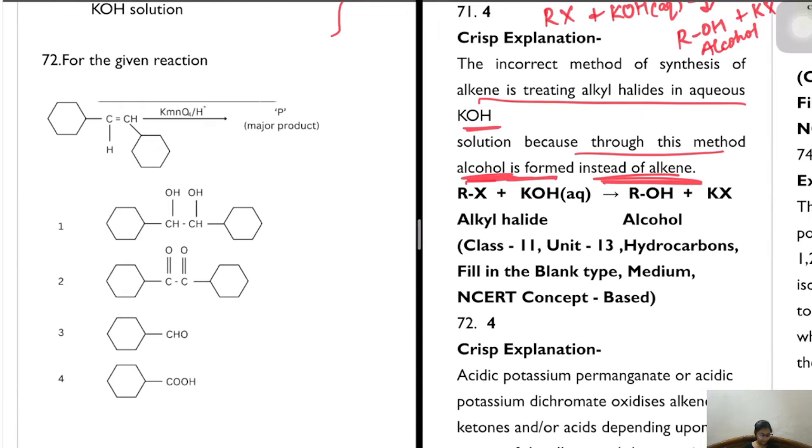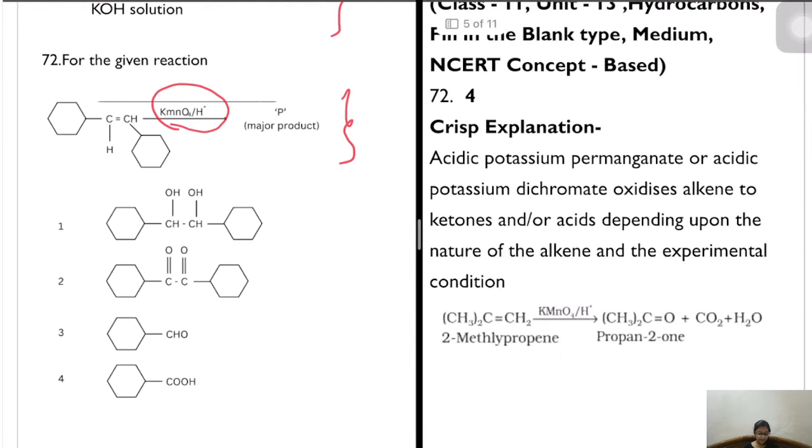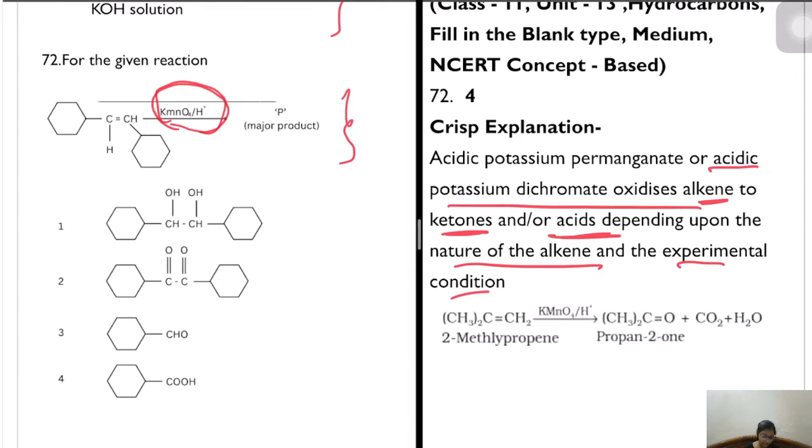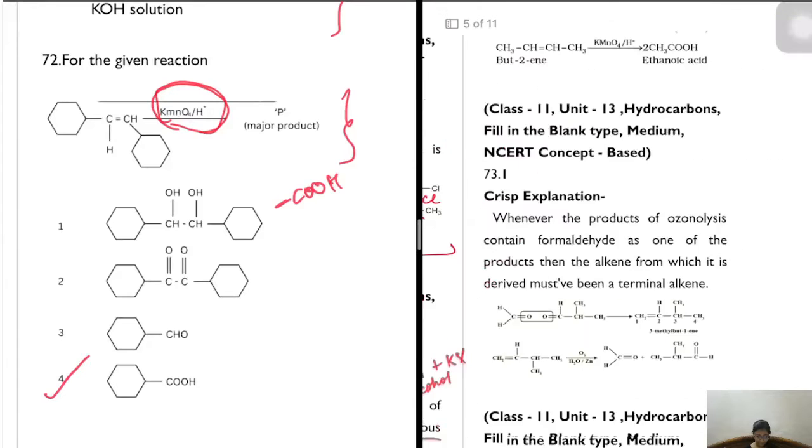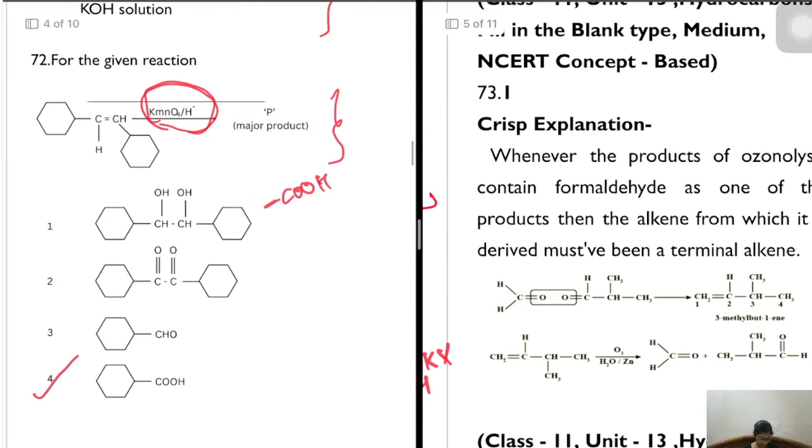For the given reaction, this is the given reaction, and the reagent is KMnO4 with H plus. We know what it does. Acidic potassium permanganate or acidic potassium dichromate can oxidize alkenes to ketones or acids depending upon the nature of the alkene and the experimental condition. Here, this is very strong. It will oxidize it to COOH. Okay, it won't stop in between. So we'll have this answer. Now let's see the next question.